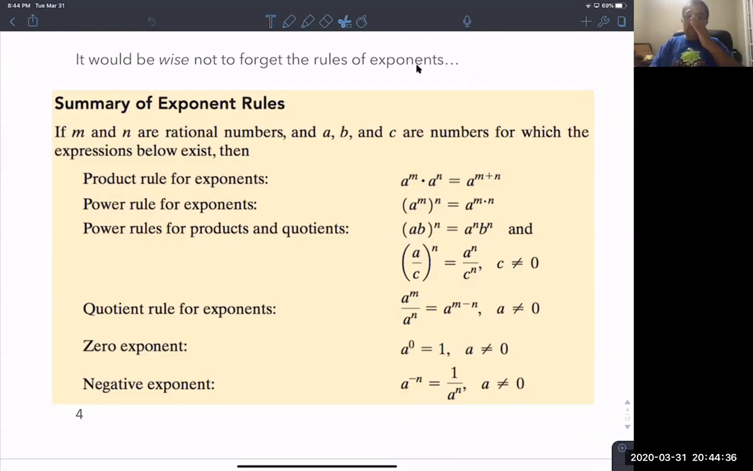Okay, so this is basically the summary of all of the properties of exponents. I would highly recommend that you put this in your notebook and practice with it, because going forward, we're going to utilize these extensively.